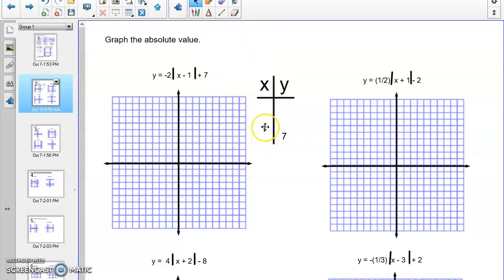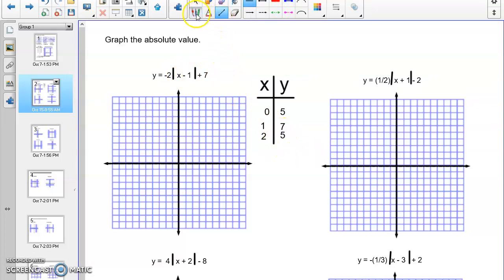And then I want to pick 1 x below it and 1 x above it. So when I plug 0 in for x, 0 minus 1 is negative 1, the absolute value of negative 1 is 1. 1 times negative 2 is negative 2, and negative 2 plus 7 gives me 5. And then the other side should also give me 5, because these are symmetric. 2 minus 1 is 1, absolute value of 1 is 1, 1 times negative 2 is negative 2, and negative 2 plus 7 is also 5.